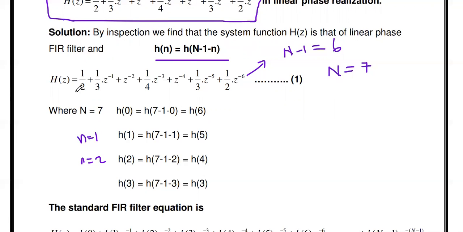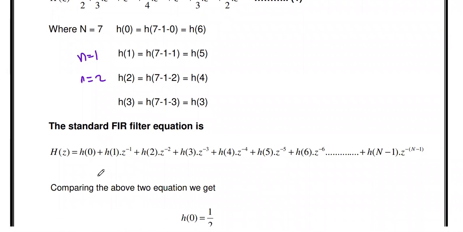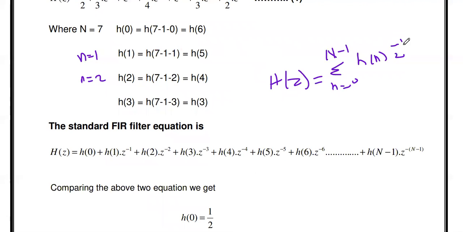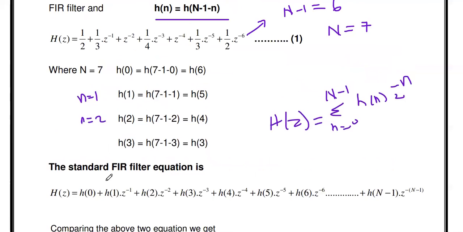So what is h(0)? You already know this standard FIR filter equation, which we discussed in the previous video: H(z) = summation n equal to 0 to N-1 of h(n) z^-n. This is the transfer function of a standard FIR filter. If we expand this equation, we get H(z) = h(0) + h(1) z^-1 + h(2) z^-2 and so on, up to h(N-1) z^-(N-1). This is the standard FIR filter equation. Now just compare this standard FIR filter equation with our given H(z) equation.